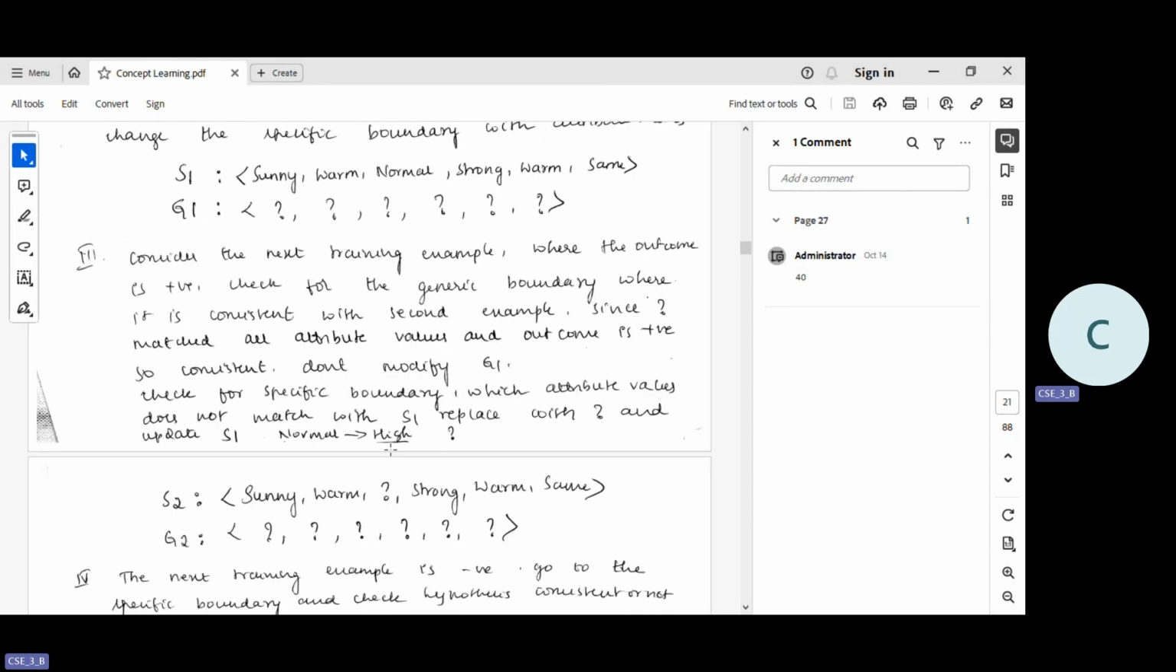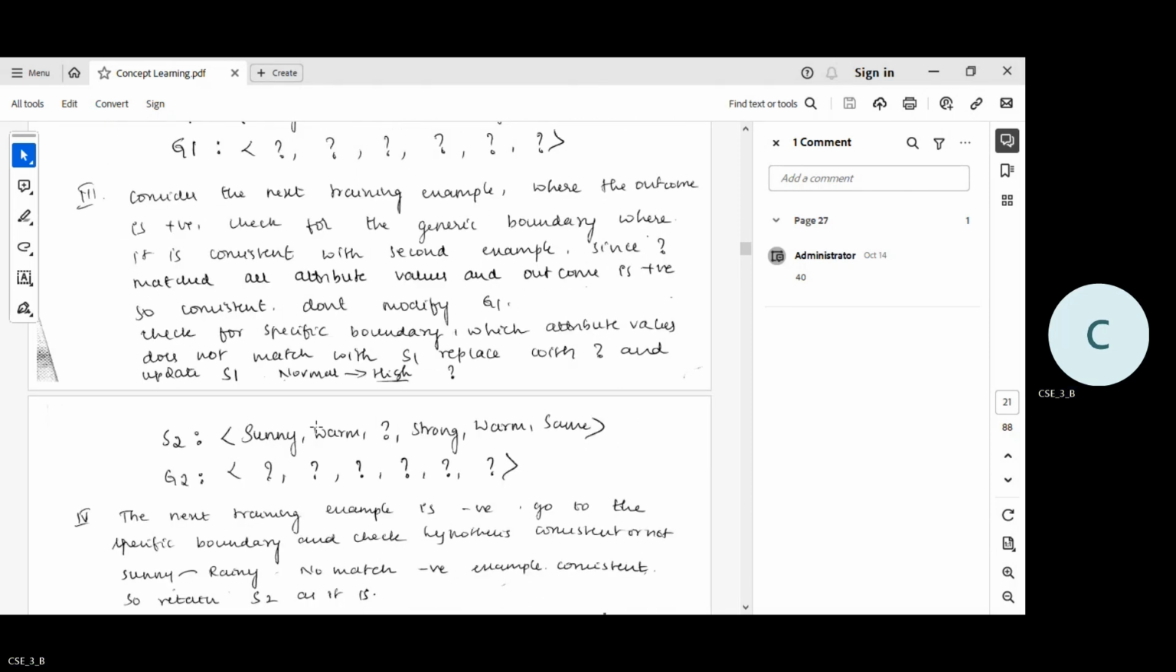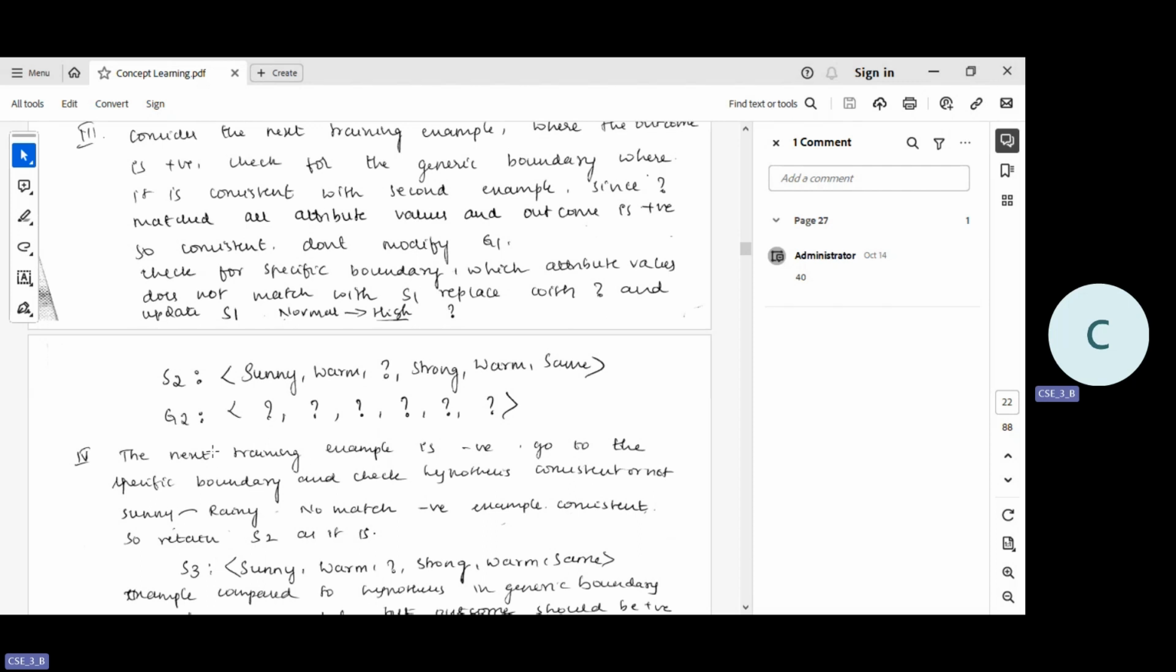So now what we are going to do, we can observe in the specific boundary. We have added the question mark and the generic boundary we have retained as it is. So next, a very important aspect: when we encounter a negative example, what are we supposed to do? First we go to the specific boundary and check whether the hypothesis is consistent or not. So we can observe here.